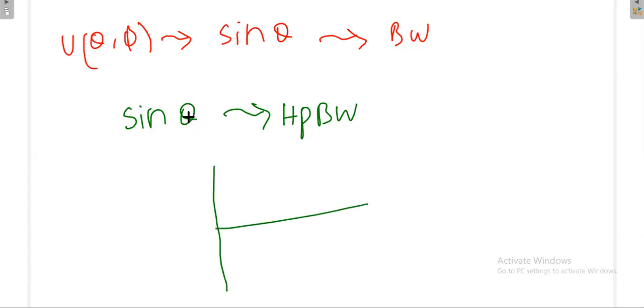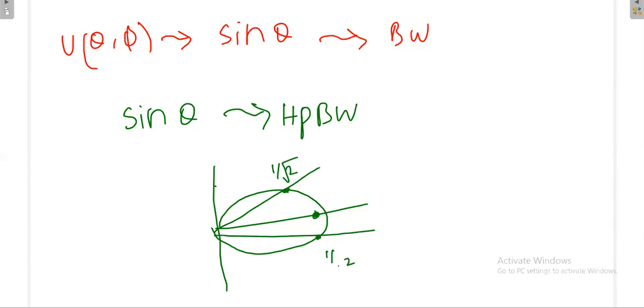When theta is 0, this is 0. When theta is 90 degree, this is maximum. When theta is 45 degree, sin 45 degree is 1 by root 2. And in this direction also, for 45 degree, you will get 1 by root 2. This is 45 degree, this is 45 degree. Then the half power beamwidth for sin theta is simply 90 degree.